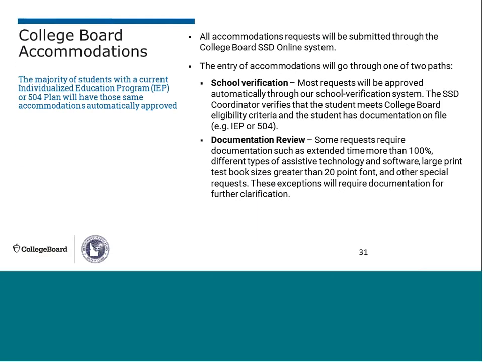So when a request is submitted into the College Board's SSD Online system, there are two paths that can go down. The first is school verification. For any of you who submitted requests after January of last year, you may have found that the request process has gotten much quicker in terms of approvals. That's because of the school verification process. Depending on the information that you enter into the system and what you verify based on the student's plan, those accommodations can be automatically approved, and you get the approval within about a week.